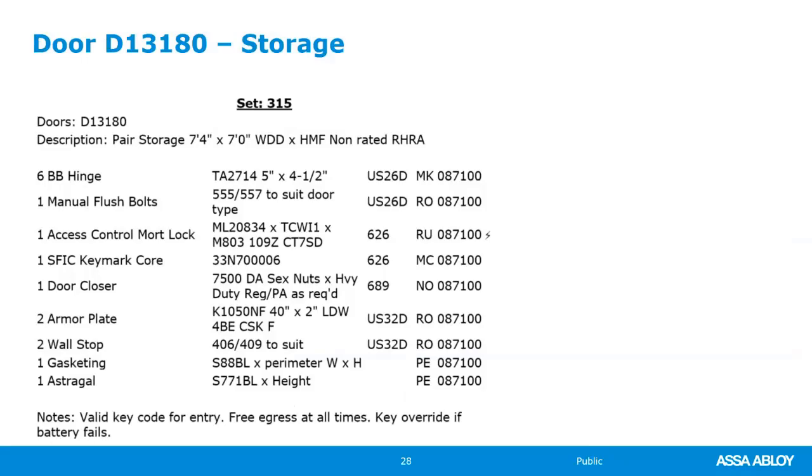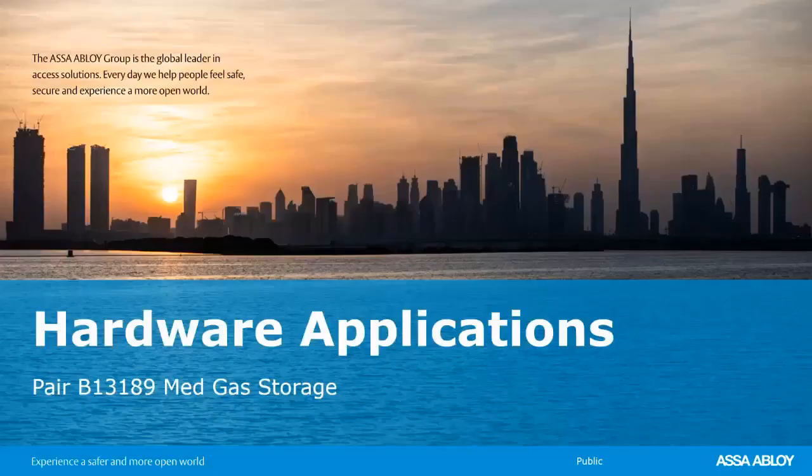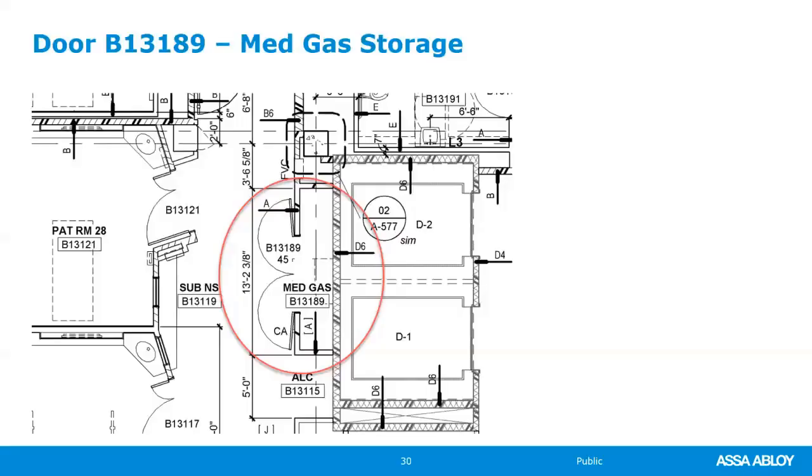The next one is similar. It's a storage, but it's for med gas, and med gas is your canisters of oxygen and CO2. It's a very similar size, but you notice that this is a 45-minute rated door, and we do have card access. This is a little higher security because of what is being stored, but it is a med gas storage. It's only 35 square feet. It's not big enough to be considered high hazard, so we don't need exit devices on this door.